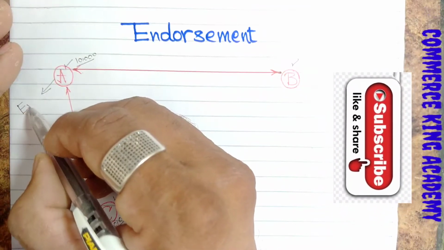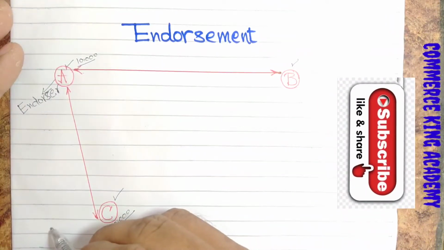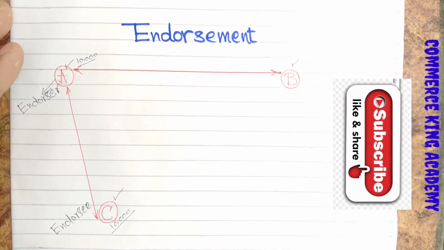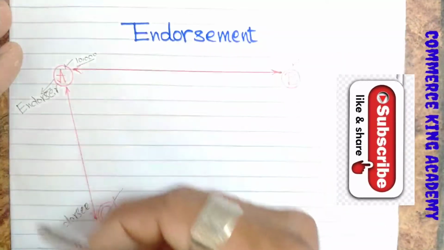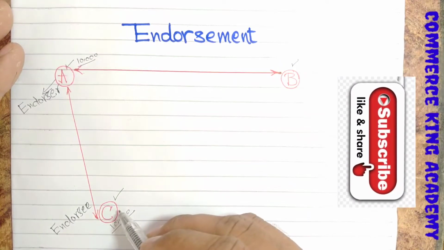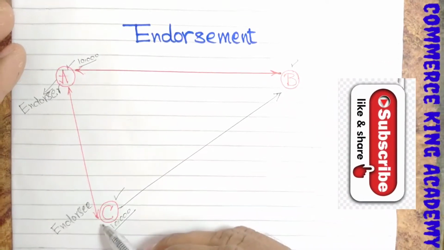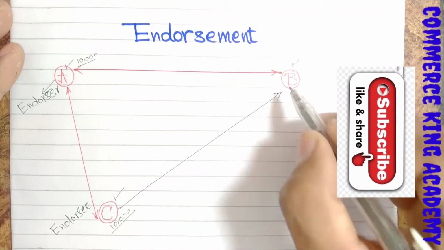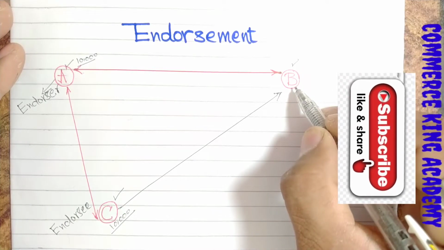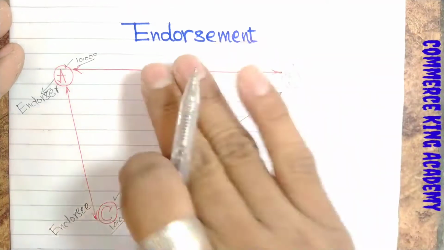In this situation, Mr. A will be the endorser, and on the other hand, Mr. C will be the endorsee of the bill of exchange. So these two parties come into existence in the context of endorsement. On maturity date, Mr. C will contact Mr. B. Mr. C will present the bill to Mr. B, who is the actual acceptor of the bill of exchange, and Mr. B will make the payment. All the transactions will be done with the help of endorsement.